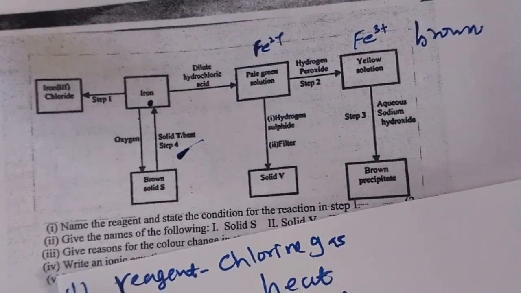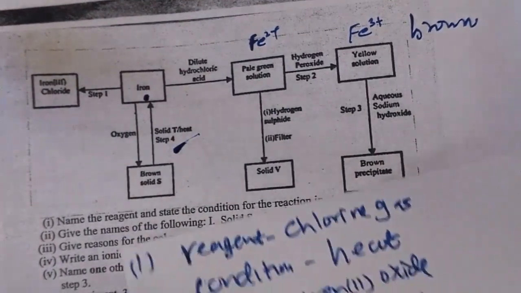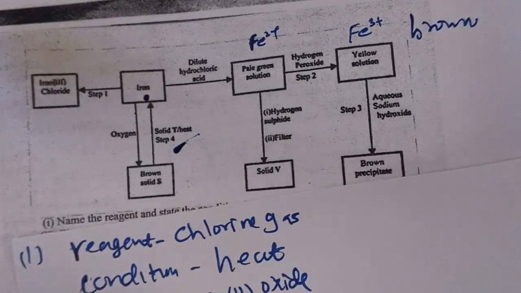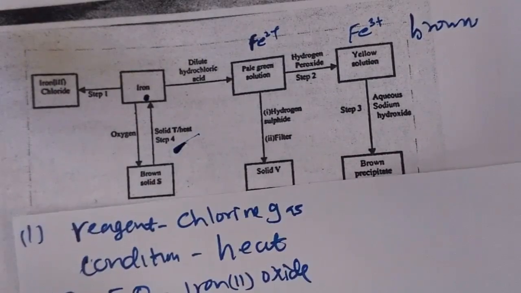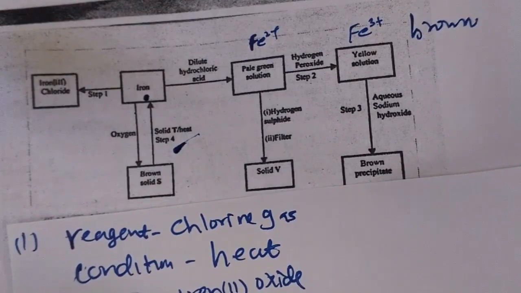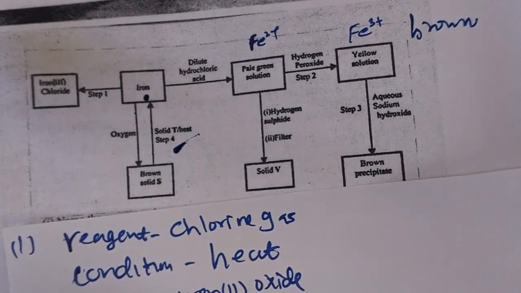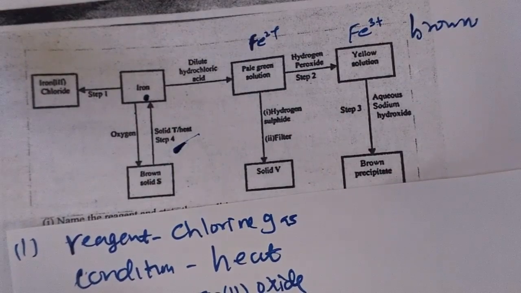Then give a reason for the color change in step 2. So why did the color change from pale green to yellow? Iron 3 can also be brown at times. Why did the color change? Hydrogen peroxide is an oxidizing agent. Therefore, it oxidized iron 2 to iron 3, which is responsible for the yellow color.